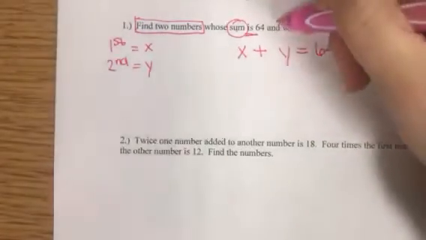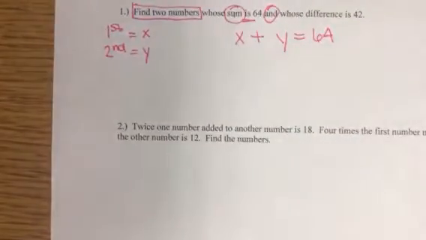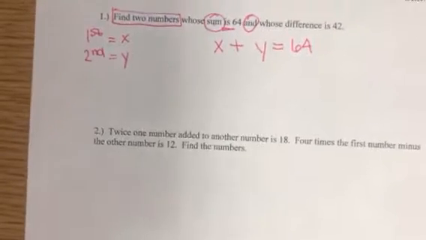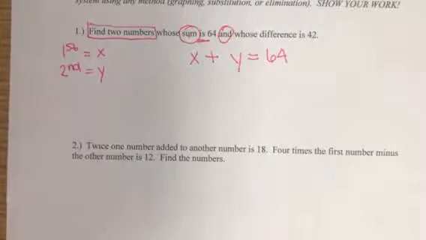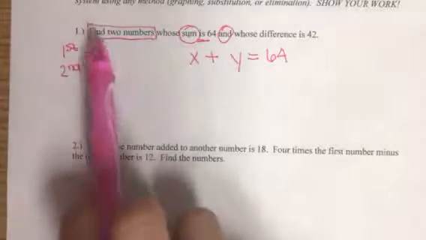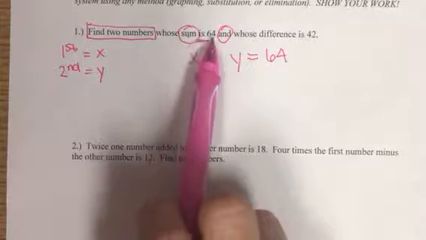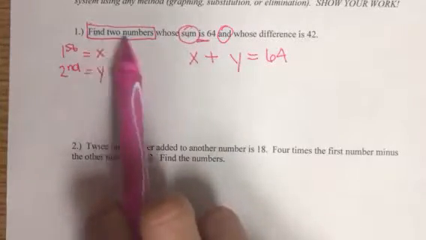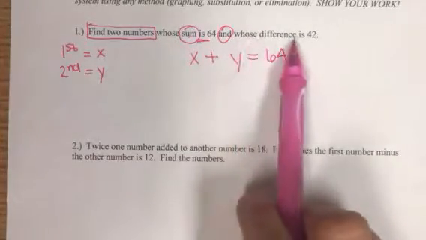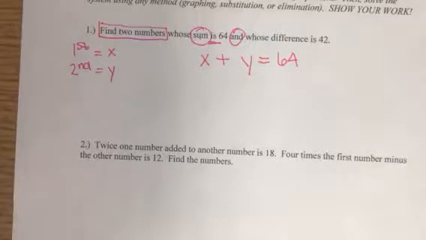Okay, and now it says "and." Right, when we're writing a sentence and we use the word and, what we've really done is we've taken two sentences and pushed them together. So we could really talk about this as find two numbers whose sum is 64, and then find two numbers whose difference is 42. Right, we're sort of treating that as a separate sentence.